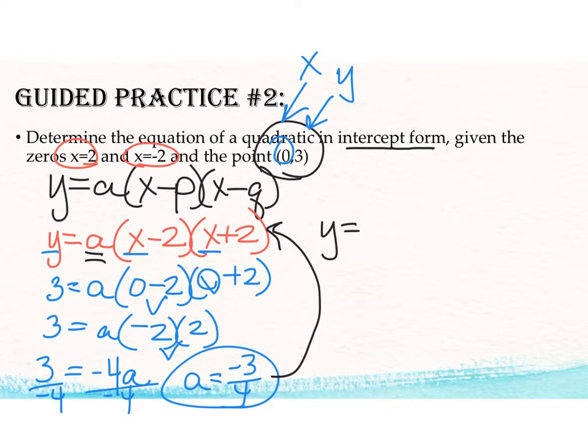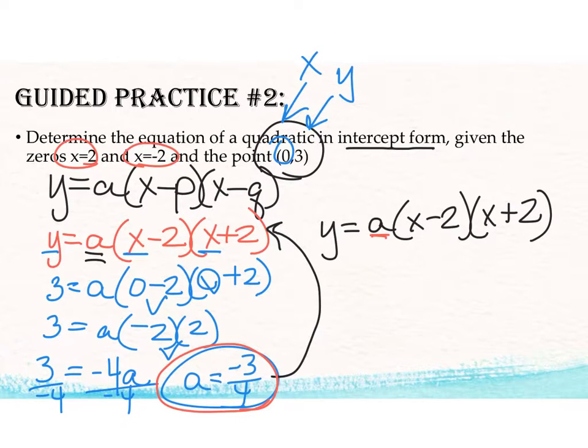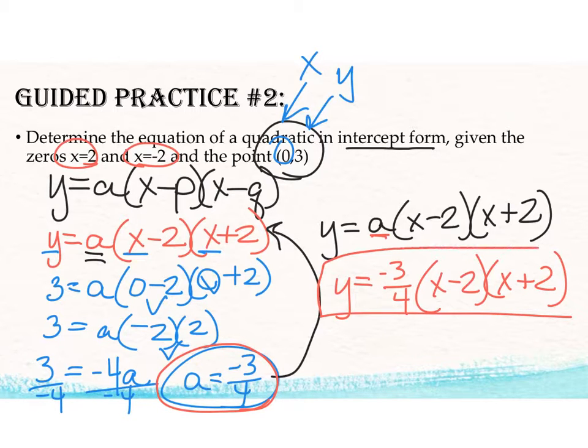So y equals a times x minus 2, x plus 2. All we need to do is substitute in for a now. We have an a value. So let's write y equals negative 3/4 times x minus 2 times x plus 2. And we are done. That is an equation written in intercept form.